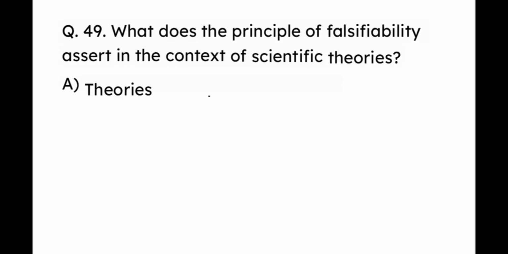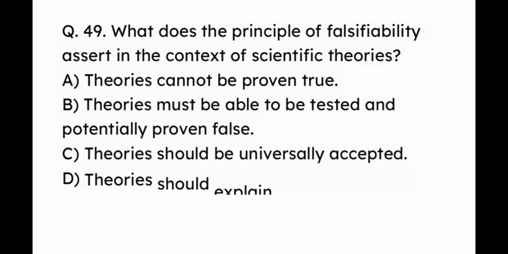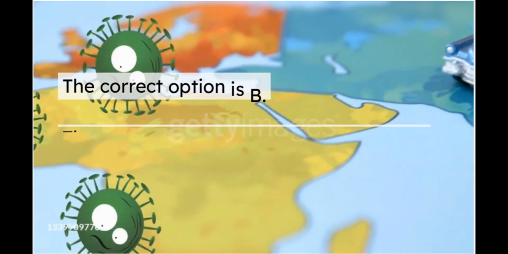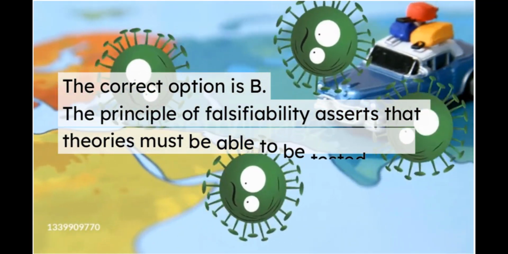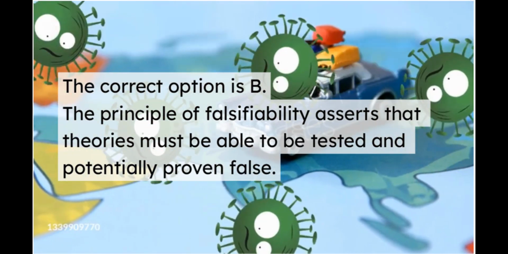Q49. What does the principle of falsifiability assert in the context of scientific theories? A. Theories cannot be proven true. B. Theories must be able to be tested and potentially proven false. C. Theories should be universally accepted. D. Theories should explain why phenomena occur. The correct option is B. The principle of falsifiability asserts that theories must be able to be tested and potentially proven false.